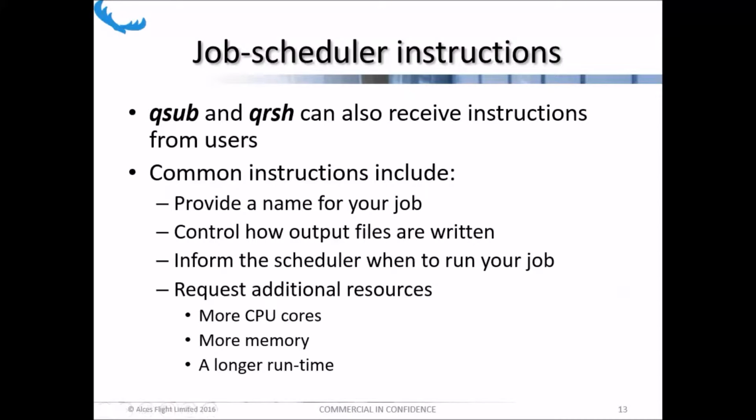Now both qsub and qrsh can also receive instructions from users about their jobs. Common instructions include control over your job, so things like providing a name for your job so you can find it later, controlling how the output files are written in a batch job, informing the scheduler when to run your job, and requesting additional resources for your job, for example, more CPU cores, more memory, or maybe a longer runtime. Let's look at some examples of how you can give instructions to the scheduler about your jobs.